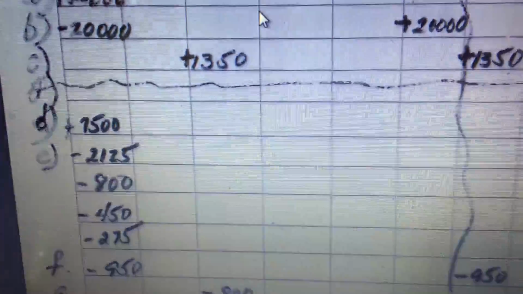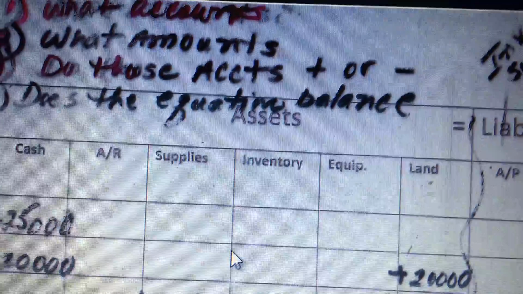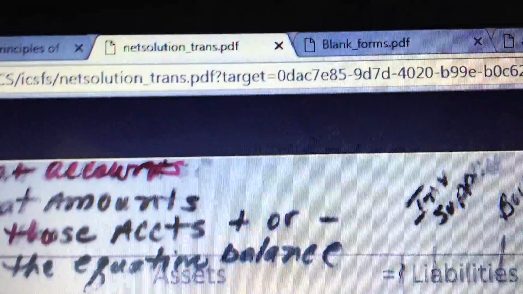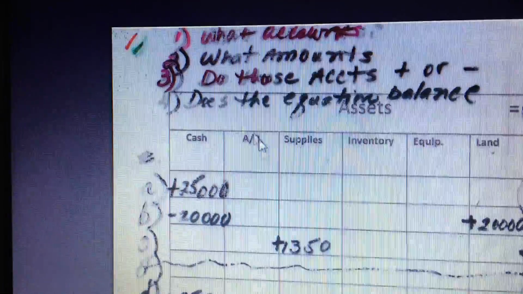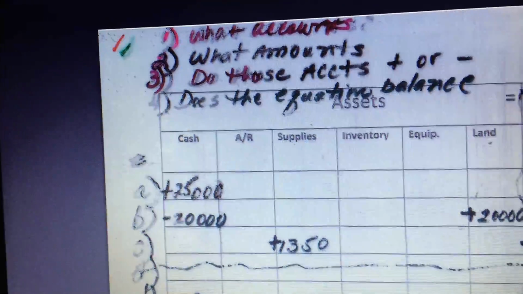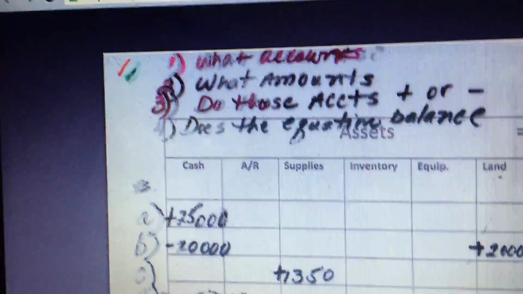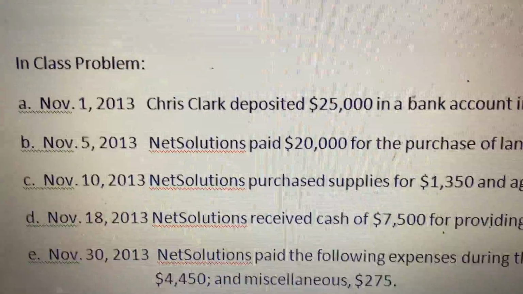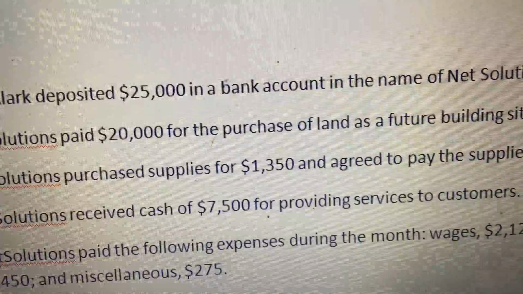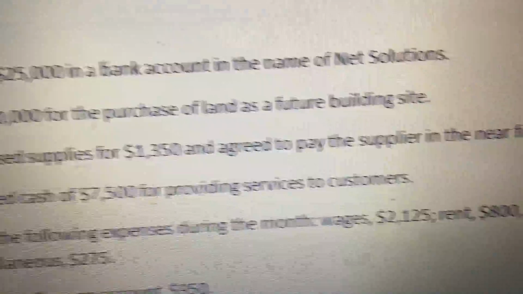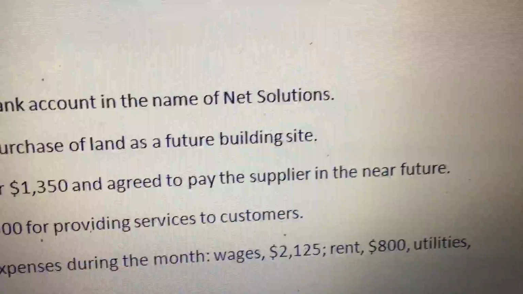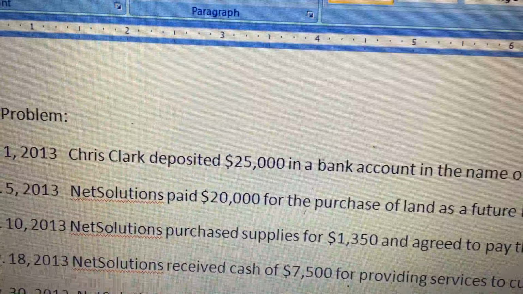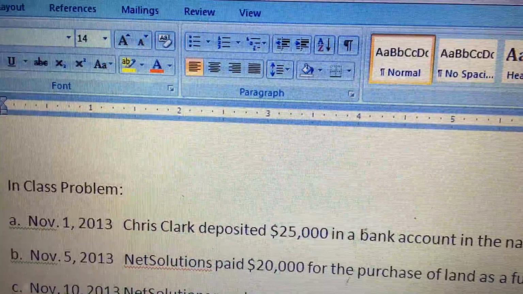Now let's move on to our third one. Okay, our third one is going to be where we had the supply purchase. So let's go back to the sheet that tells us about it. And it says, November the 10th, Net Solutions purchased supplies for $13.50 and agreed to pay the supplier in the near future. Okay? Now, let's take a look at what we did from the point of the transaction sheet, just so you know.